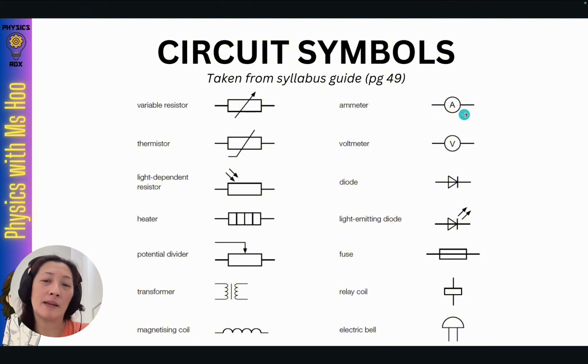For the ammeter, the symbol is the capital A inside the circle, while for the voltmeter, it is a capital V inside the circle. The symbol for a diode is a triangle with a line, kind of to show the direction of the current that is allowed to flow through the diode.